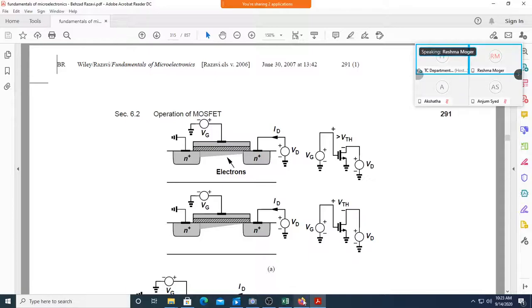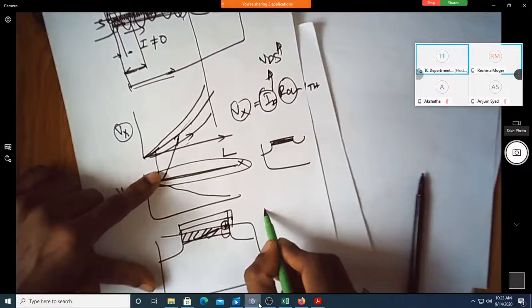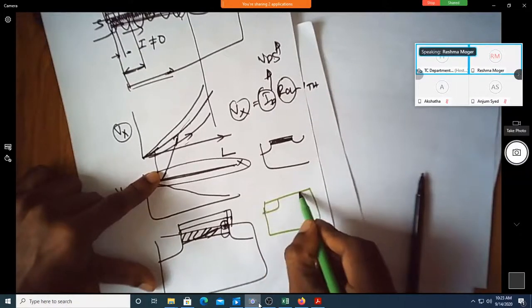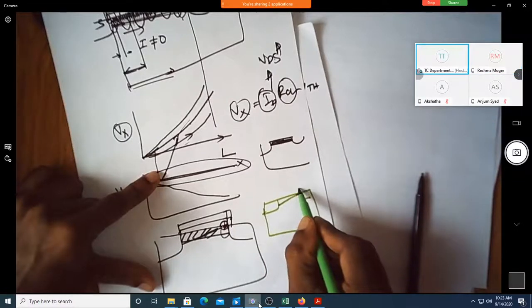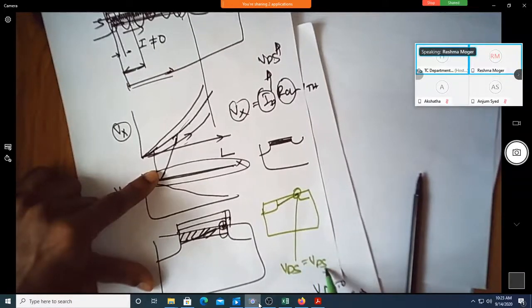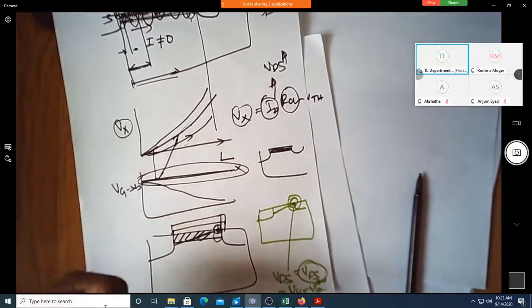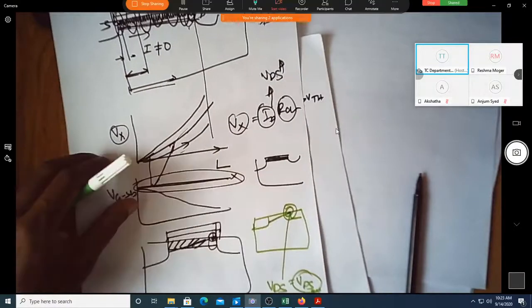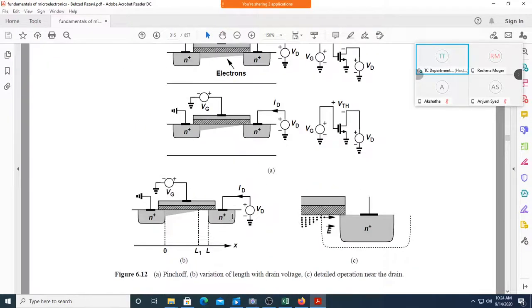To say it very clearly, you have your channel between the source and drain. This is your channel. This will exactly cease at the drain side when VDS is equal to VDS SAT, that is VGS minus VTH. So this voltage we call the pinch off voltage or saturation voltage. Now, if you further increase, what happens to that length? Can you see here? The length decreases.